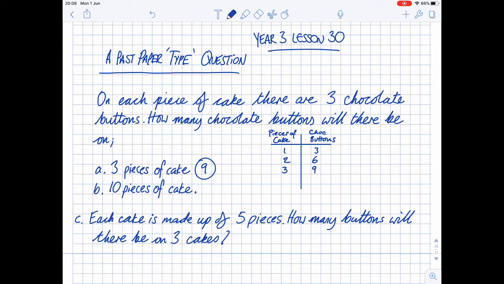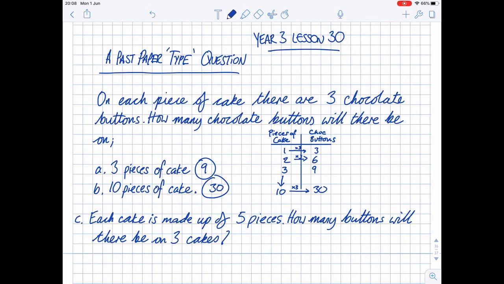There's the squeaker. And 10 pieces of cake, if you think about it, I won't go 4, 5, 6 all the way down to 10. But we were getting across by times by 3. So obviously what I do to 10 is the same thing. I multiply it by 3, so I get 30. So how many chocolate buttons on 10 pieces of cake? It would be 30.